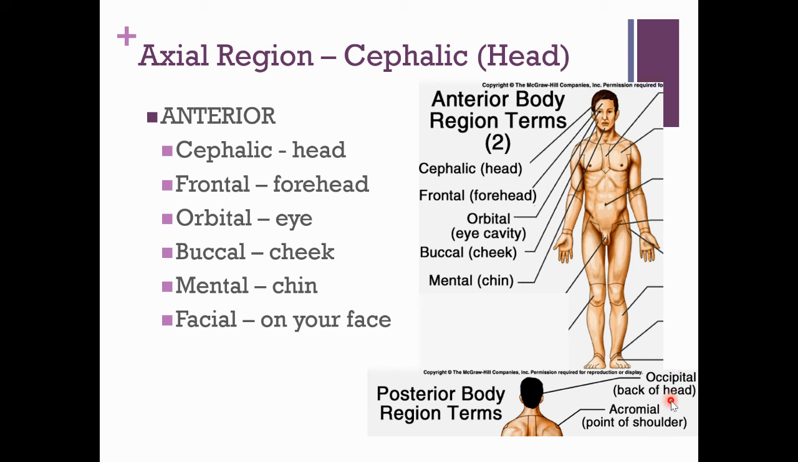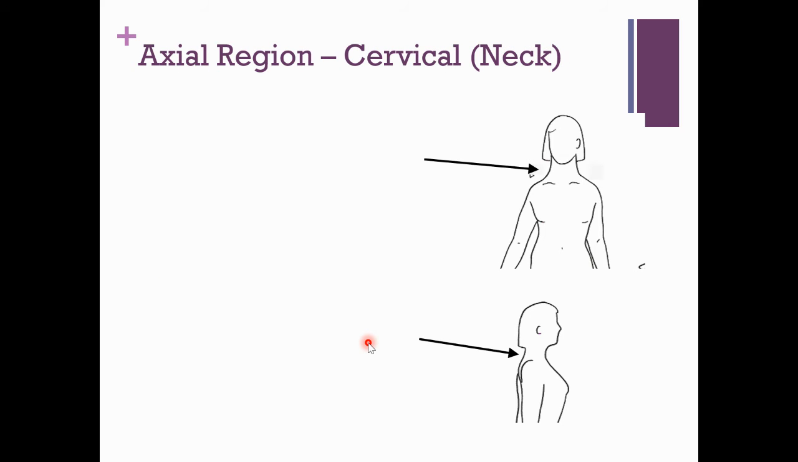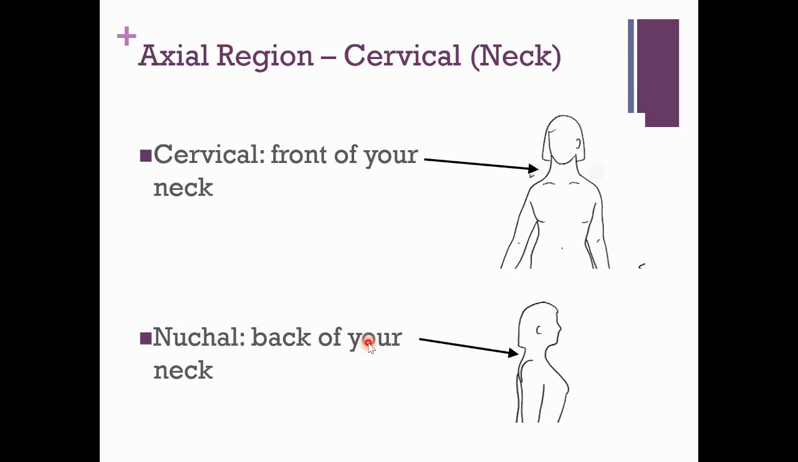Here's a couple down here you can see in the posterior view as well. That's occipital, so the back of the head is the occipital. Another part of that axial region is going to be the cervical or neck. So the front of the neck is cervical, and nuchal is the back of the neck.